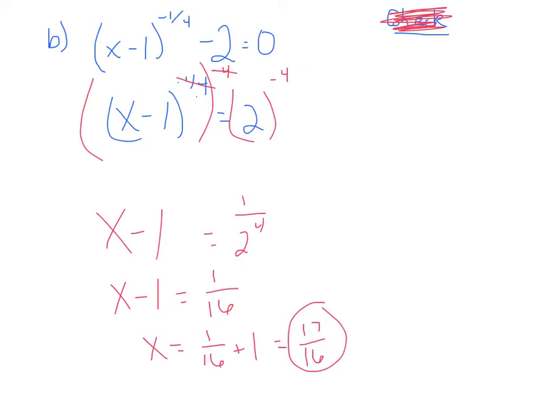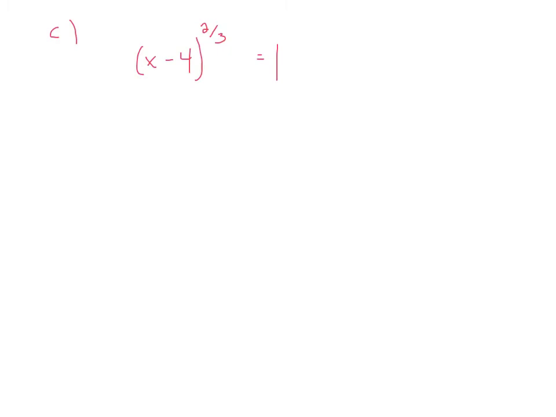There it is. Wasn't that sweet? What was our strategy? We raised both sides to a power so that the left side gave us a 1 for a power. That was our strategy. Let's try this one. What would you have to raise both sides to give us 1? To give us just x minus 4? Well, the power is 2/3. His reciprocal is 3/2. Make sure you do it to both sides.